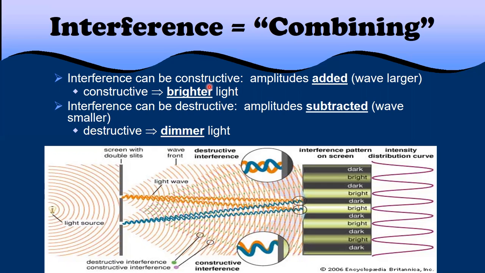So interference can help us or hurt us, all right? That's really all you need to know: it can be destructive or constructive. When it's constructive, light gets brighter. When it's destructive, light gets dimmer. And they're usually out of sync with each other when it's destructive.